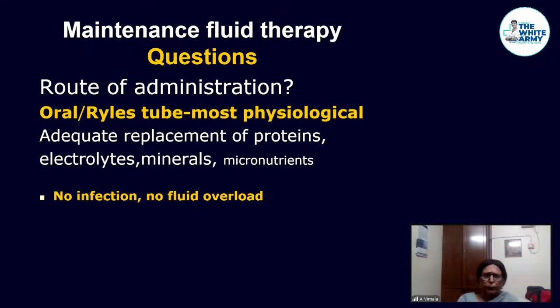Now, for maintenance fluid, what are the questions to be answered? How do you want to give? Route of administration: oral or Ryle's tube is most physiological, because we can replace proteins adequately. Micronutrients can be given. Kanji water is very rich in magnesium and phosphate, which are essential for prevention of infection and boosting your immunity. Usually, it does not produce a fluid overload, and the danger of infection is not there. So whenever a patient can be started on oral or Ryle's tube or enteral fluids, you have to switch from parenteral to oral or tube. If a patient can already take oral, don't give parenteral, start them only on oral.